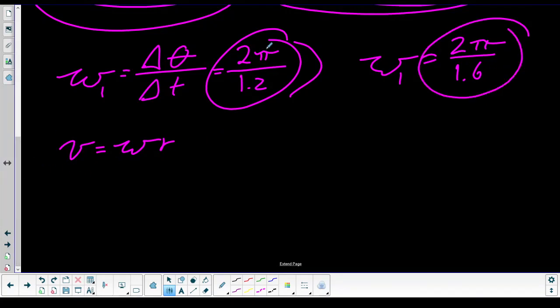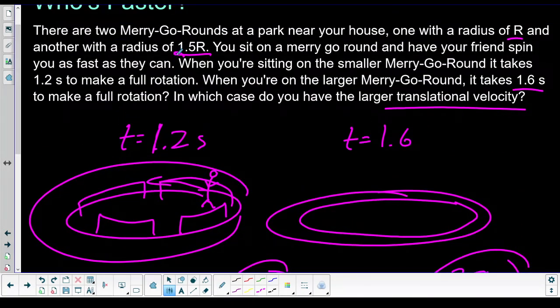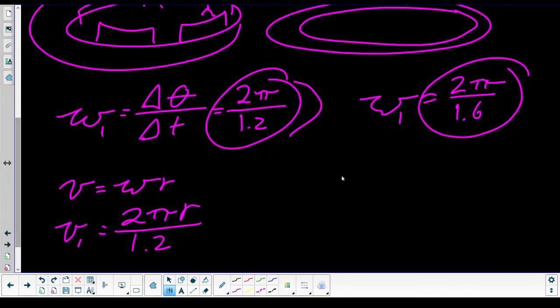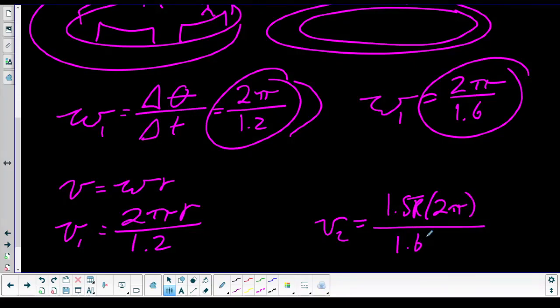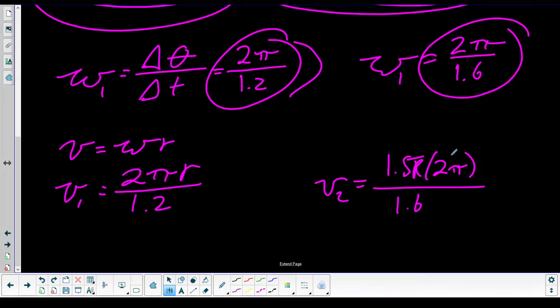So we're just going to multiply this by r. So the r here is just r. So we have v1 equals 2 pi r over 1.2. And then over here, our radius is 1.5 r. Okay, so v2 equals 1.5 r times 2 pi over 1.6. Multiplying 1.5 times 2, we get 3 pi r over 1.6.